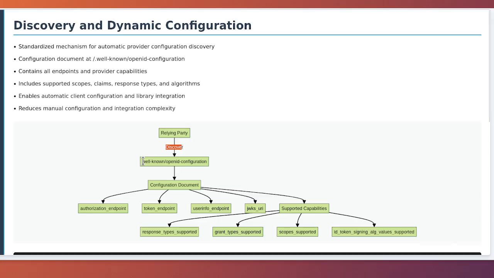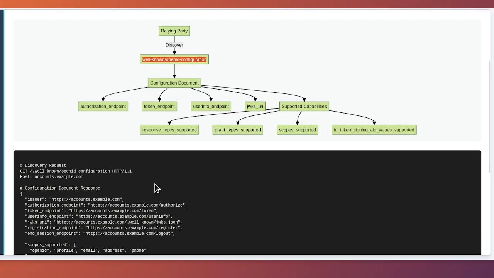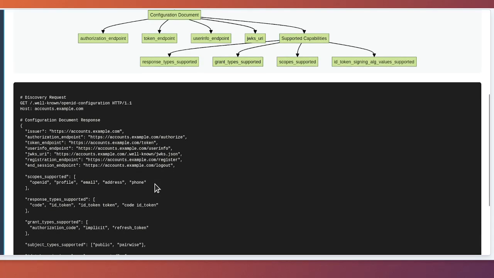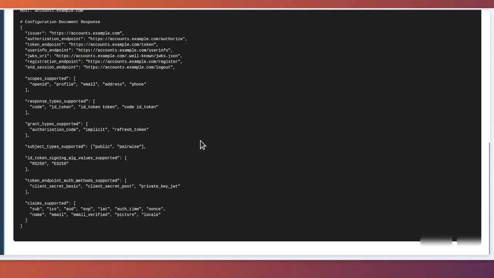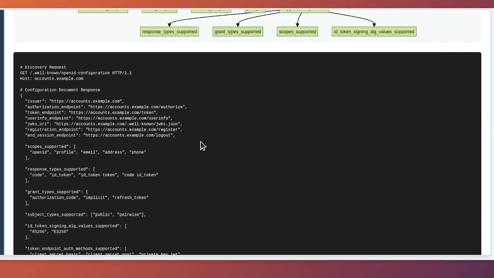To discover the provider's configuration, the relying party constructs a well-known URL by appending the path /.well-known/openid-configuration to the issuer ID. For example, if the issuer is https://accounts.example.com, the configuration document would be found at https://accounts.example.com/.well-known/openid-configuration. This standardized path makes discovery predictable and automatable across all OpenID Connect providers.